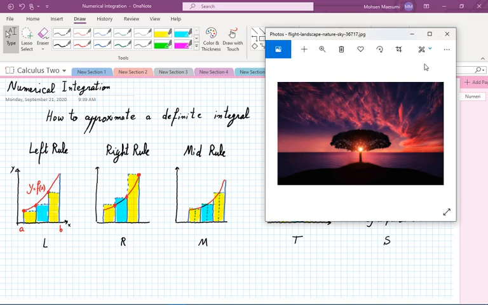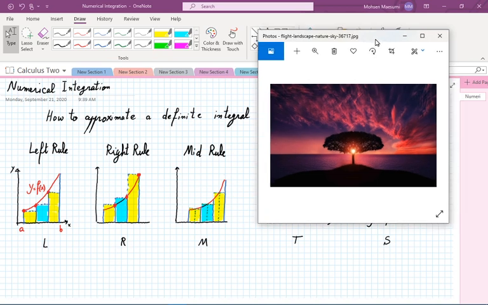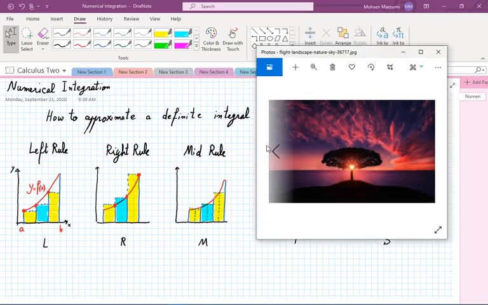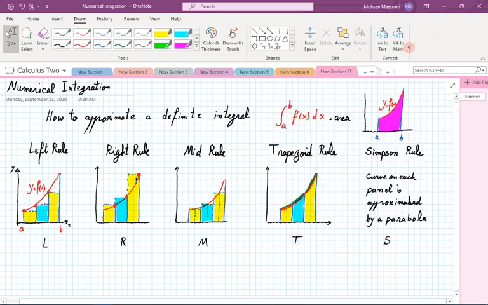It's a very simple, obvious reason. So here's our picture to remind us to think about this thing and try to answer it ourselves. Why is the mid rule superior to left or right? Pause this for a second and see if you can come up with the answer yourself. It's rather obvious from the picture.